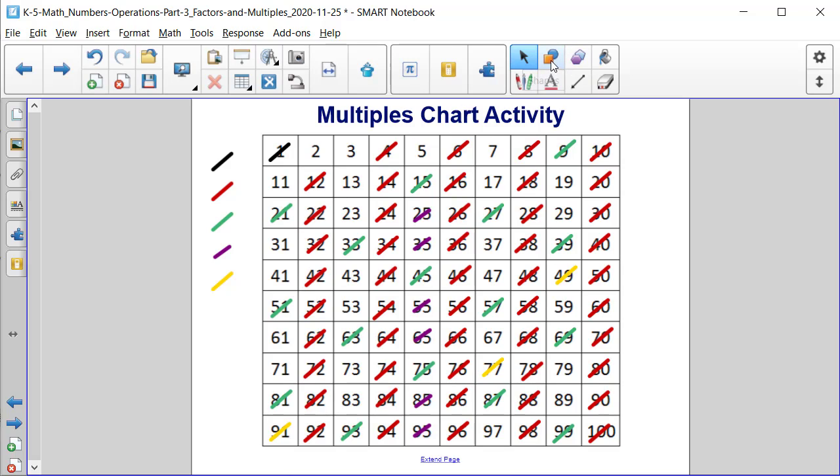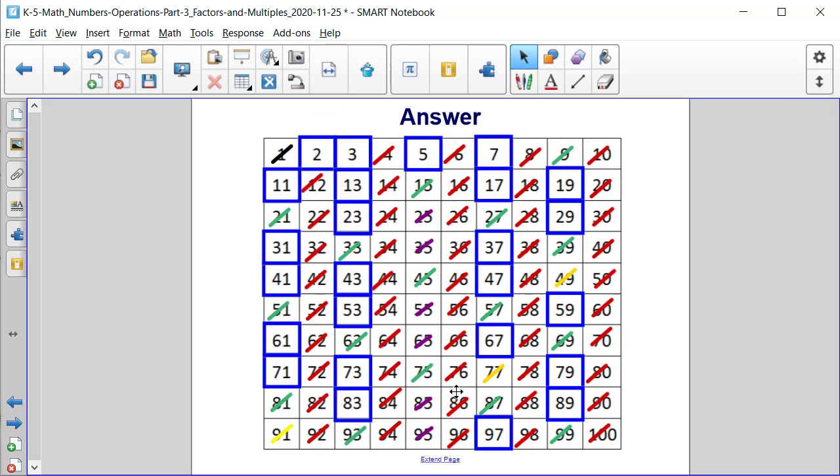Now, if we look at the remaining numbers, what's special about them? Well, 2 only has 2 factors, 1 and itself. 3 also has 2 factors, 1 and itself. 23, it's only divisible by 1 and itself. 47, only divisible by 1 and itself. So these remaining numbers that have not been crossed off are all of your prime numbers between 1 and 100. And this slide just verifies the answer that we just found, and it boxes in all of our prime numbers.